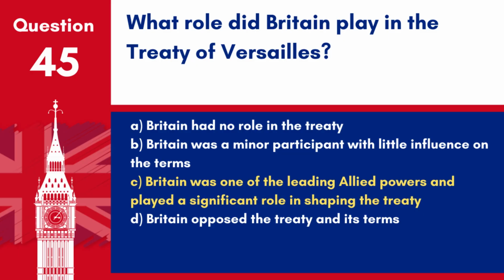Answer. C. Britain was one of the leading Allied powers and played a significant role in shaping the treaty. As one of the victorious Allied powers, Britain played a crucial role in the negotiations at the Treaty of Versailles, which ended World War I and reshaped the map of Europe.